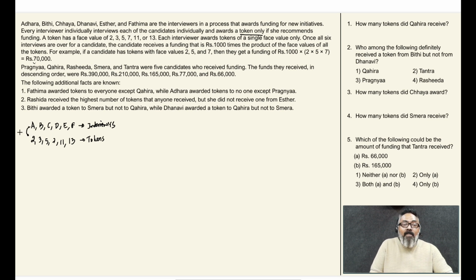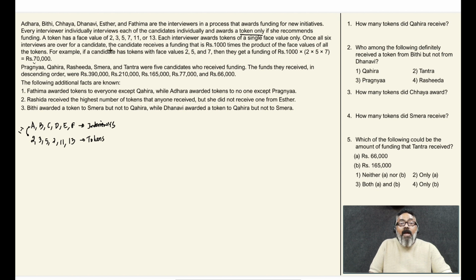So this is a one-to-one assignment, which means A has one of these tokens, B has one of these tokens, and they are giving this token to the candidate. The candidate receives this token. So we have to look at the candidate's assignment with the token. Okay, we will figure out. Once all 6 interviews are over, which is 1, 2, 3, 4, 5, 6.